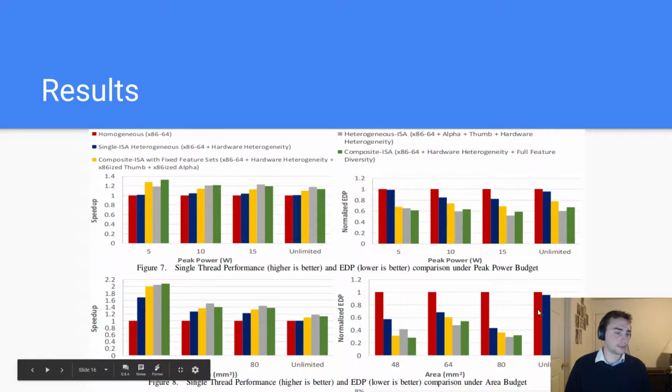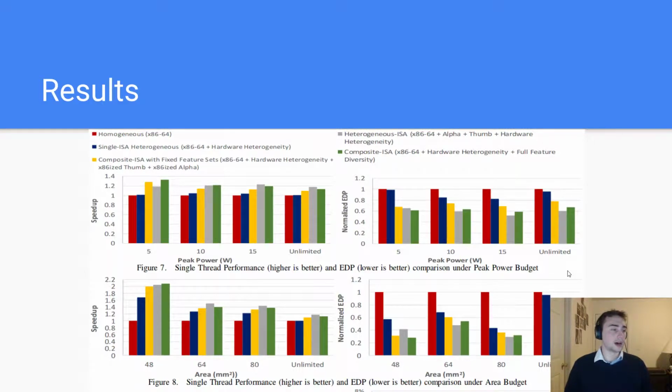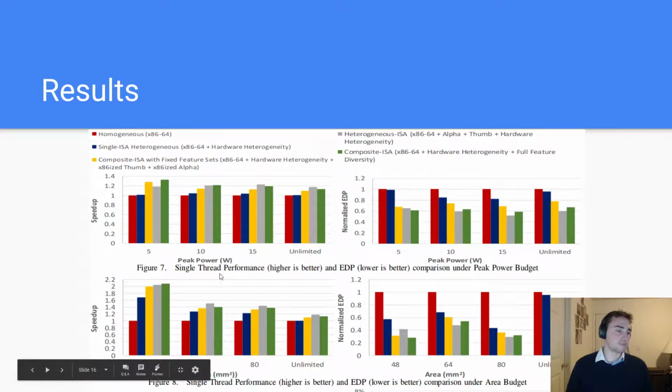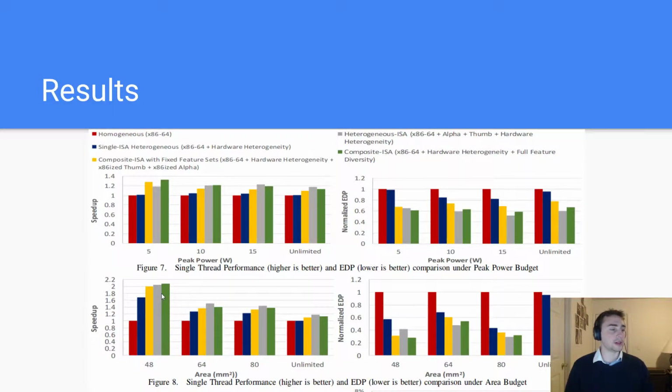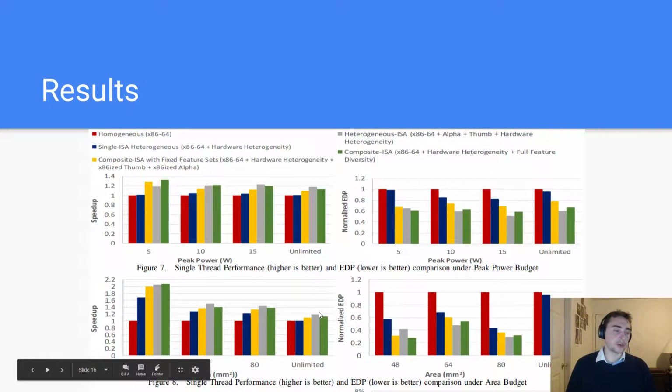So again, down here, we've got single thread performance and EDP under an area budget this time instead of a power budget. And again, so it outperforms at 48 millimeters squared, underperforms compared to heterogeneous at 64 and 80, and then on average, a little bit worse. And then the same thing happens with area budgets as well. Better at 48, worse at 64, 80, and the unlimited area budget.